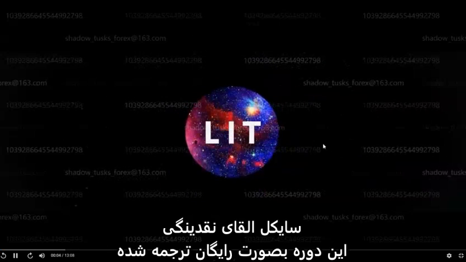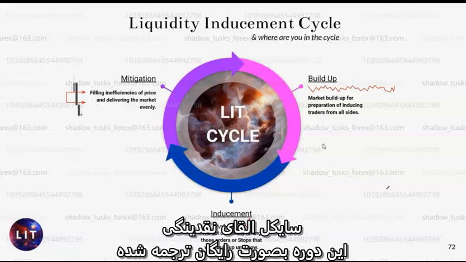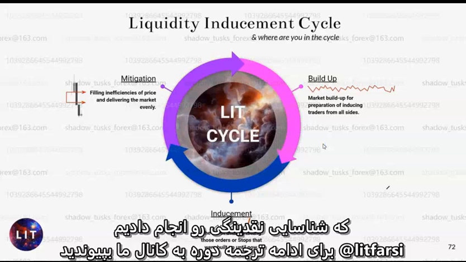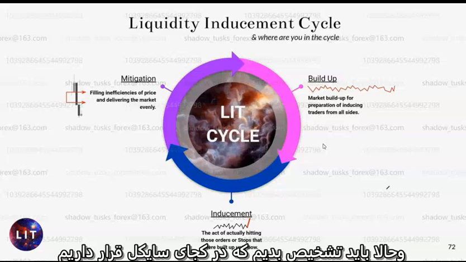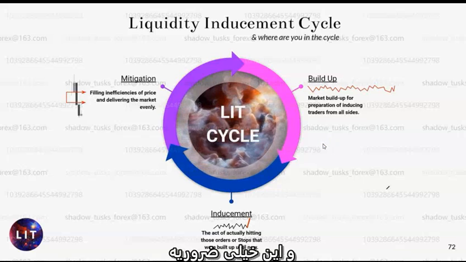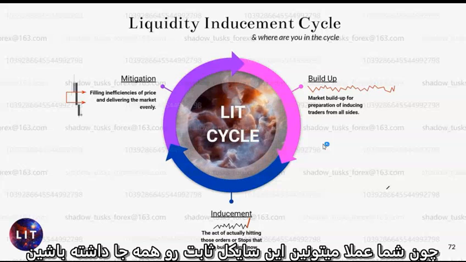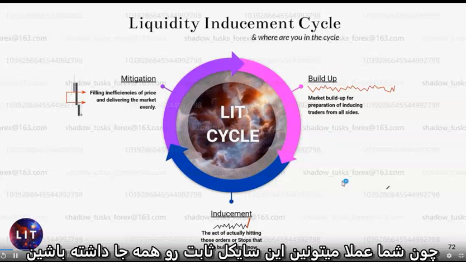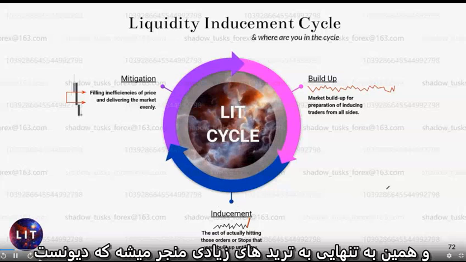The liquidity inducement cycle, which is, of course, now we identified the liquidity. And now we need to identify where we are in the cycle. And that will be essential. That is so essential because you can literally do that exact cycle everywhere. And that alone leads to so many trades.